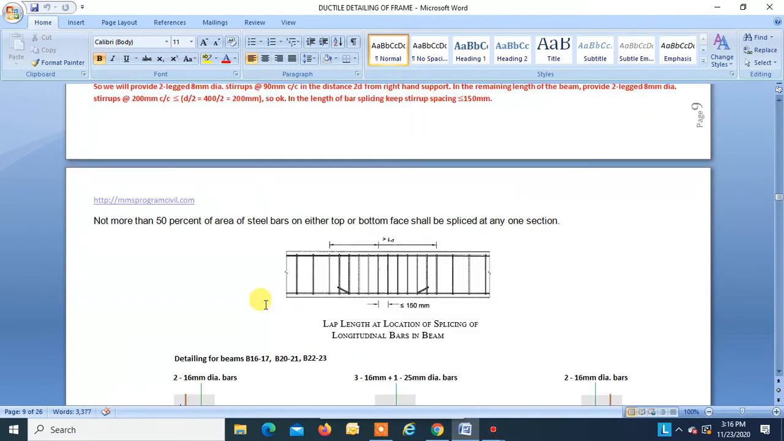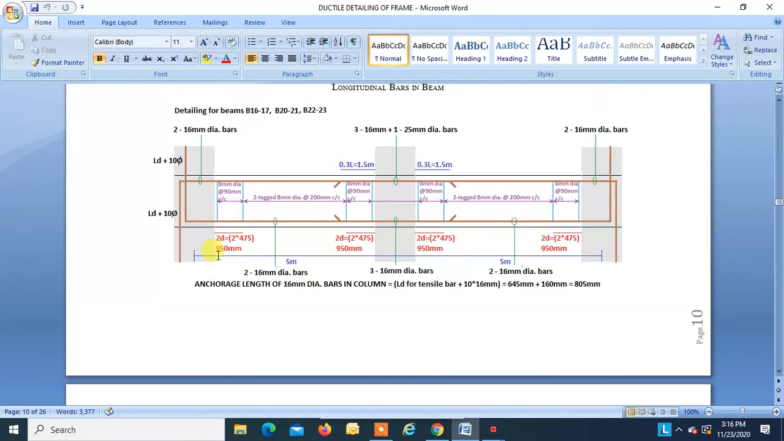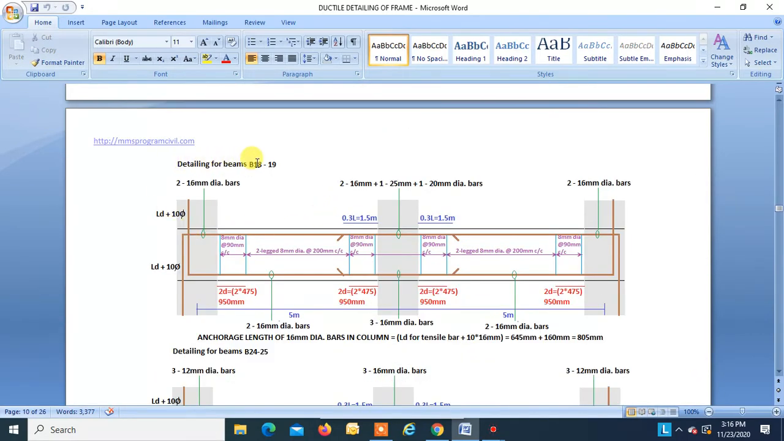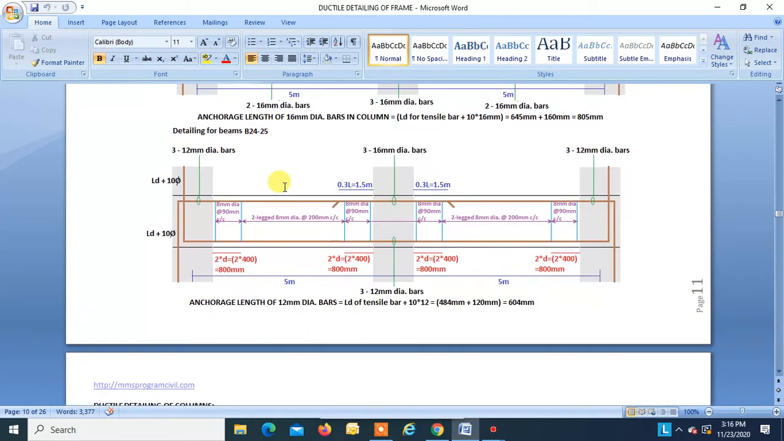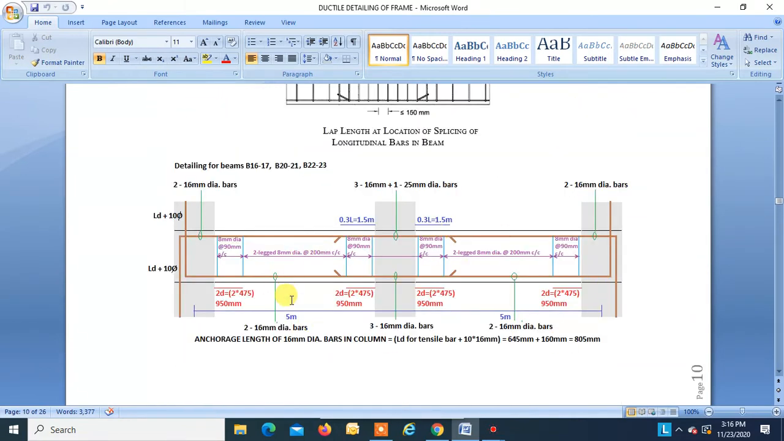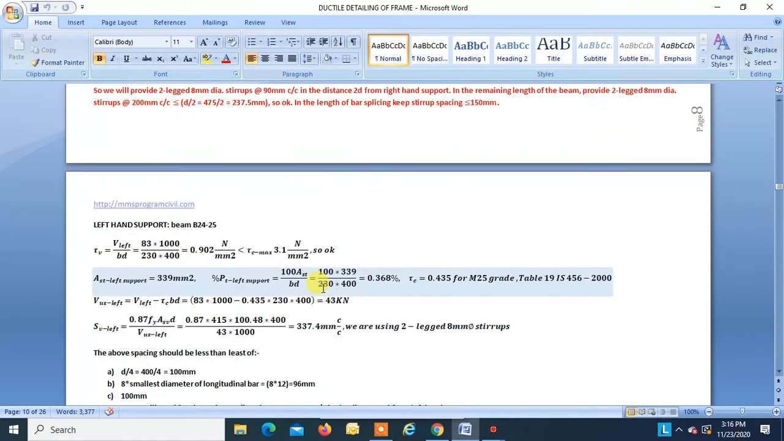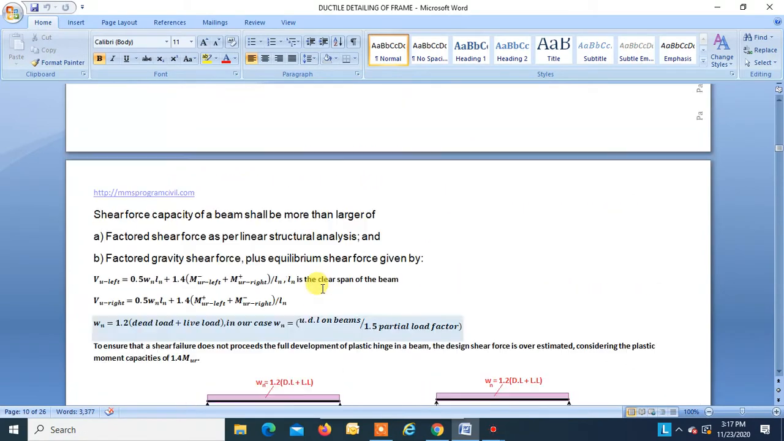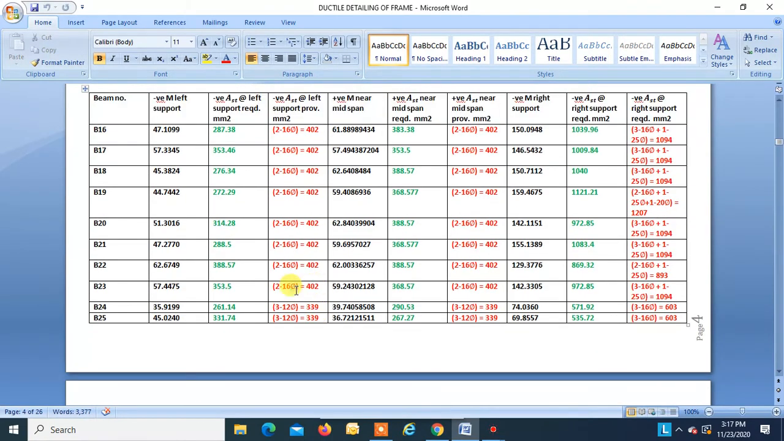Okay. So this is the detailing for beams 16, 17, 20, 21, 22, 23. Similarly, detailing for B18 and 19, and this is detailing for B24 and 25. Okay. So the same criteria is to be applied in detailing as we try to understand over here, right? So this is how we learn how the longitudinal steel has to be provided in case of ductile detailing, right?